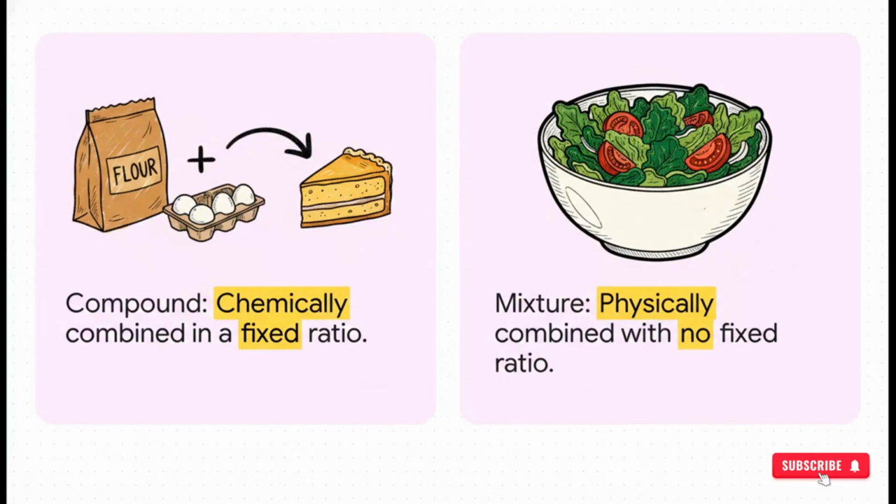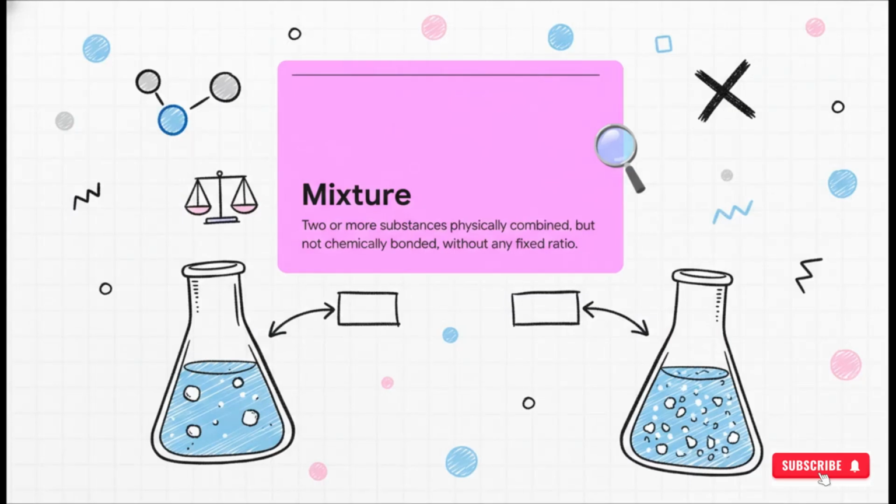This really puts it all side by side, which is super helpful. For a compound, think of it like baking a cake. You mix flour, eggs, and sugar, and they chemically change into something totally new. You can't just pick the eggs back out, right? But a mixture, that's more like a salad. The lettuce and tomatoes are in the same bowl, but they're still just lettuce and tomatoes. They're only physically combined.